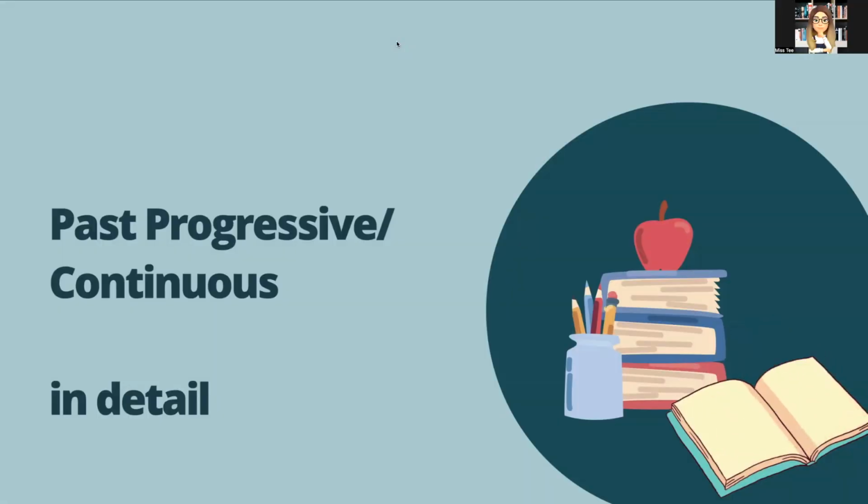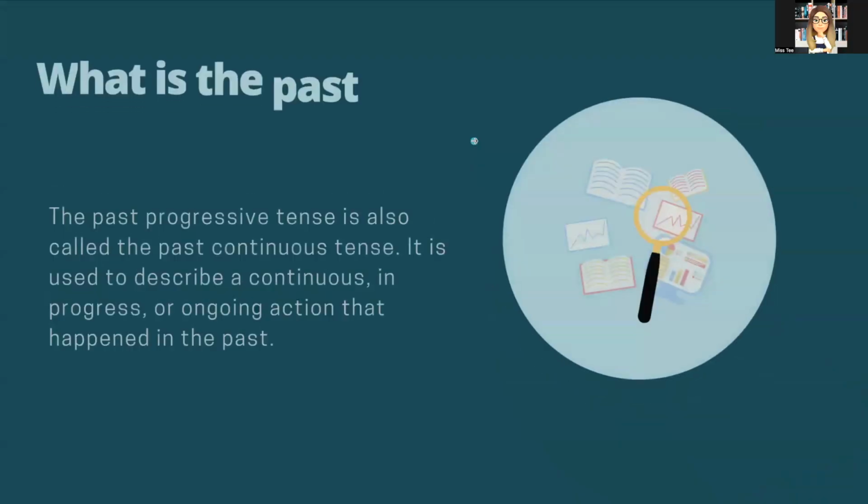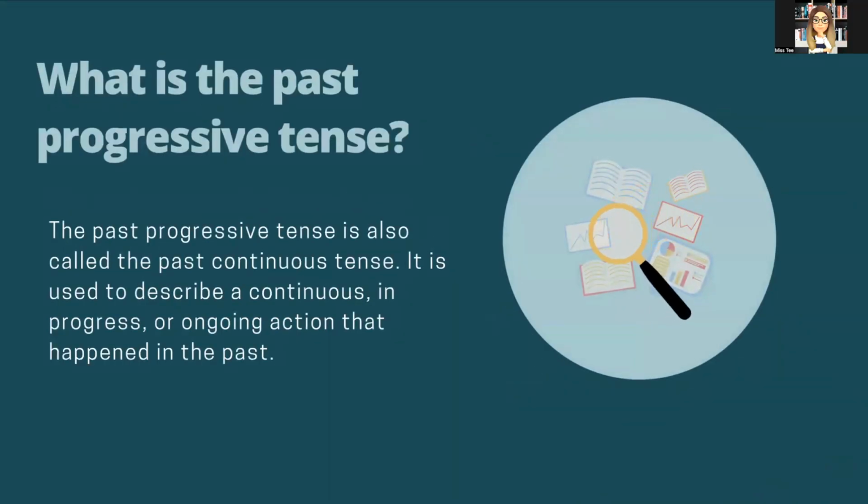Today we're looking at the past progressive, which is also known as the past continuous tense. We have done an overview of the continuous tenses, but this is in detail, focusing specifically on the past form of this tense. So to start off, we're just going to talk about what this tense is. The past progressive tense is also called the past continuous tense. It is used to describe a continuous, in progress, or ongoing action that happened in the past.